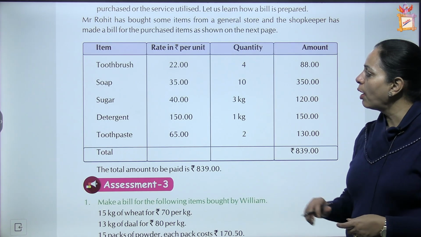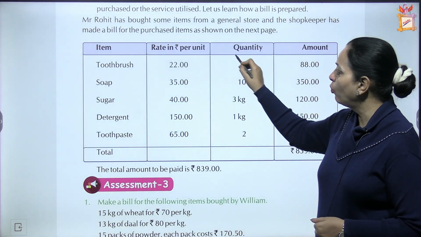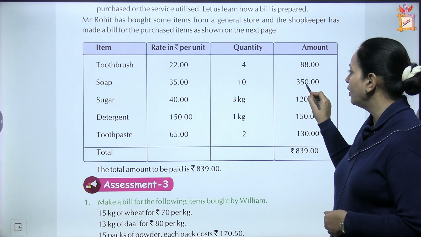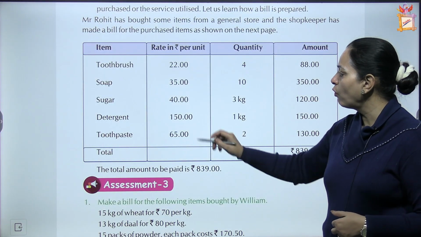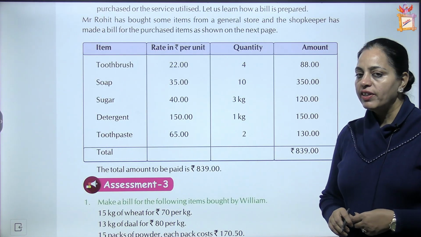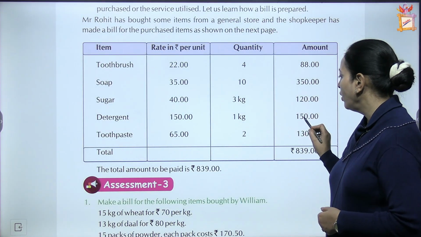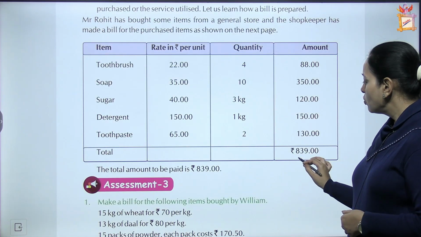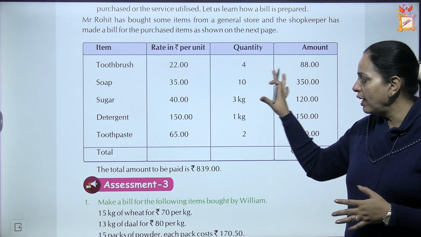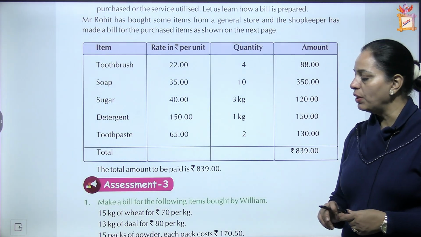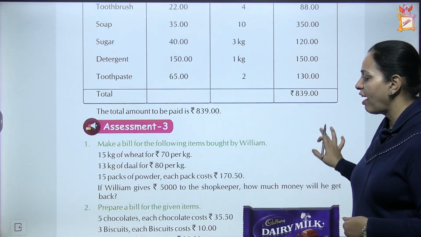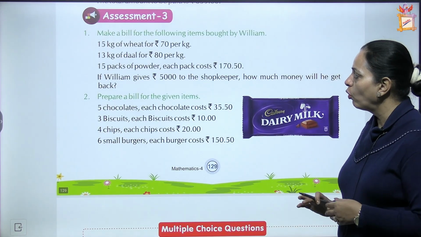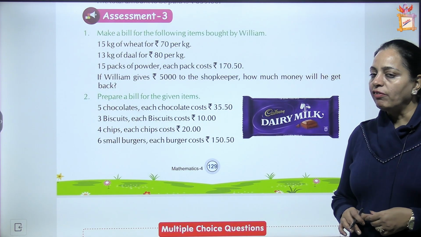So how to find the amount? Multiply कर देंगे, 22 into 4, 88 total amount. For soap, 35 into 10, 350. Then for sugar, 40 into 3, 120. Then detergent, 150 into 1, 150. And toothpaste, 65 into 2, 130. So this is a bill and the total amount to be paid is rupees 839.